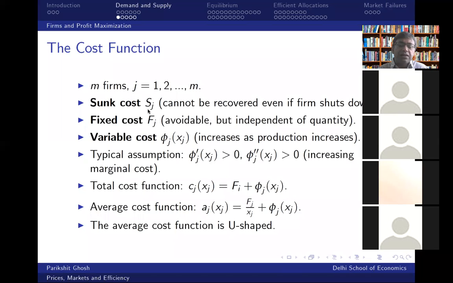Okay, so profits are the difference between revenue and costs, right? But let's make a distinction between three kinds of costs, which will be useful. First, there are sunk costs, right? Sunk costs, and this is represented by S_J. Sunk costs are costs which cannot be recovered even if the firm shuts down and goes out of business and quits this market, right? Even then, these costs cannot be recovered.